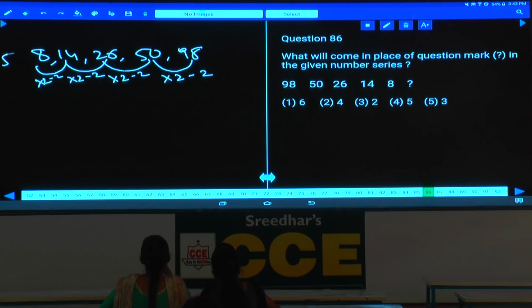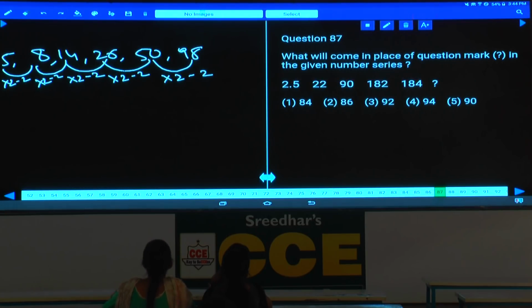That means 8 plus 2 is 10, and the number is 5. Now 5 into 2 is 10, 10 minus 2 is 8. Then what is the number here? 4 is the number. Done with this? Or else, in the regular order, 98 divided by 2 plus 1: 50 divided by 2 is 25 plus 1, 26; 26 divided by 2 is 13 plus 1, 14; 14 divided by 2 is 7 plus 1 is 8; 8 divided by 2 is 4 plus 1 is 5. Done? Either way, you will get the same answer.